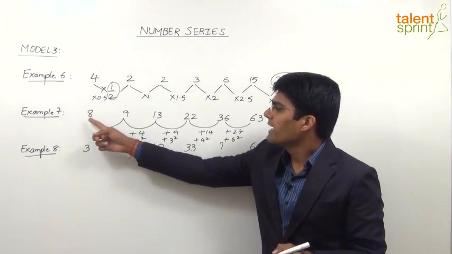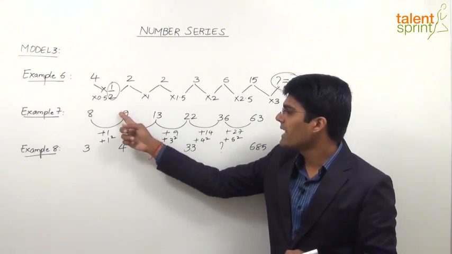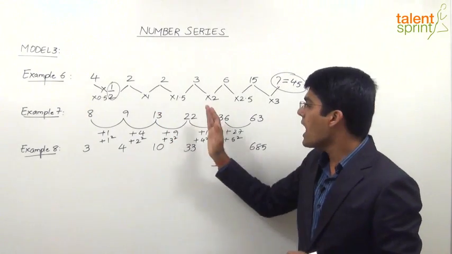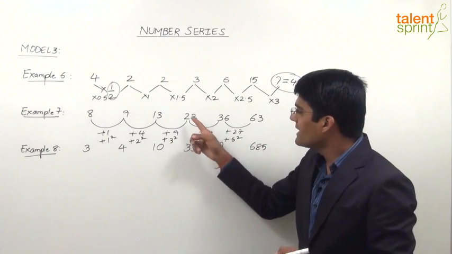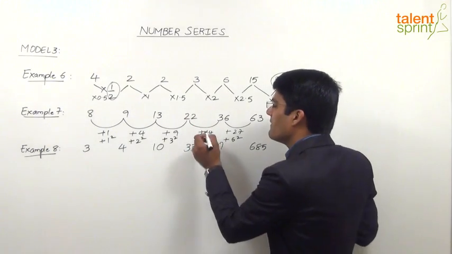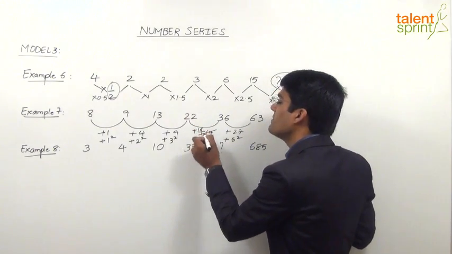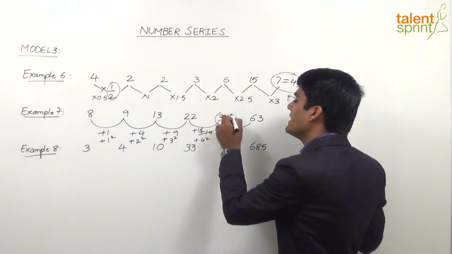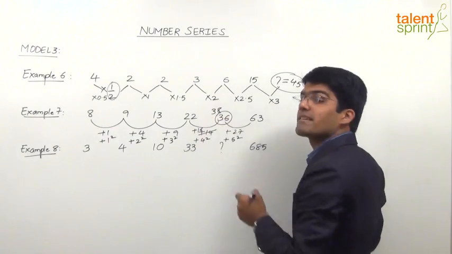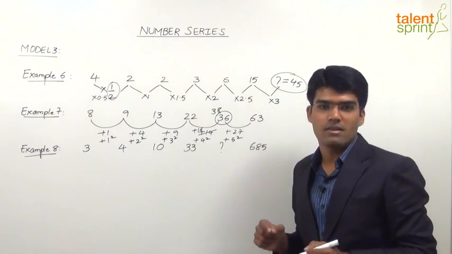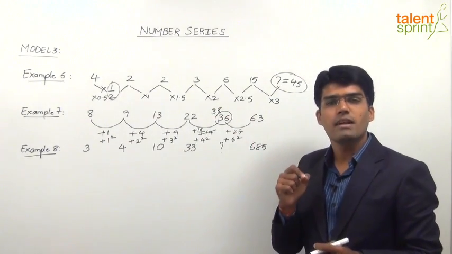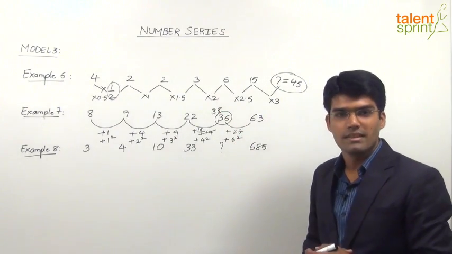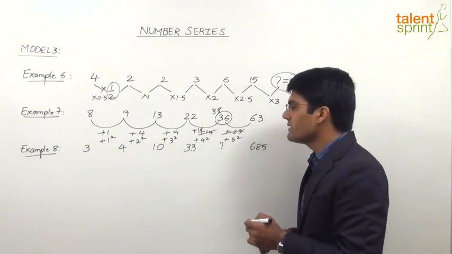For example, 8 plus 1 square is 9, 9 plus 2 square is 13, 13 plus 3 square is 22. Up to this point it is correct. But then 22 plus 4 square will be 16, 22 plus 16, but not 22 plus 14. And 22 plus 16 should be 38, and the given term here is 36. So maybe 36 is the wrong number. But that can be confirmed only if 38 plus 5 square balances to 63. So very well we know that even this is a wrong difference.